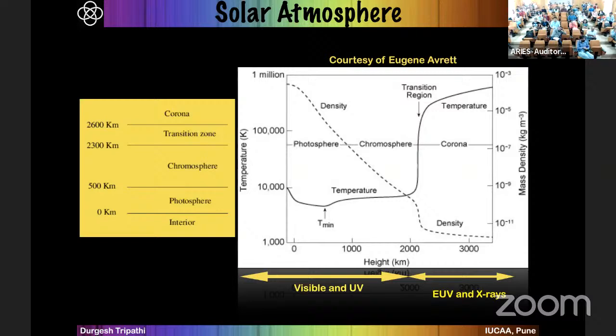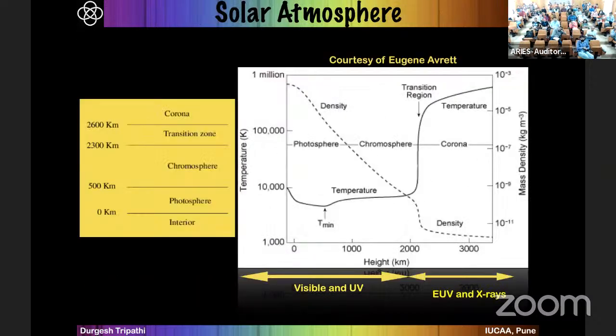Also, you can observe the corona in visible if you take the forbidden transitions of the iron 13 and iron 10 lines. And that is what one of the instruments on Aditya L1 is going to make use of. And those are easier lines to observe because they're really far apart, so they don't have much blending. And that's why one can make use of those lines to do better spectroscopy in the corona.